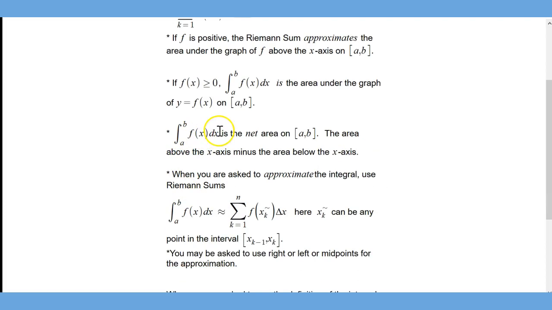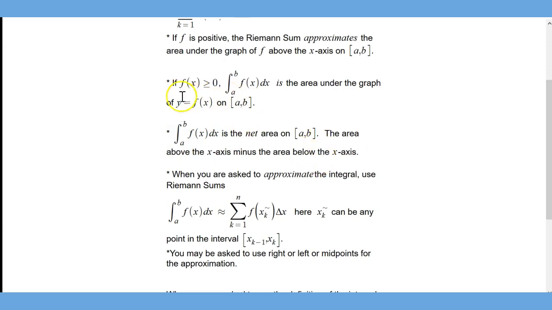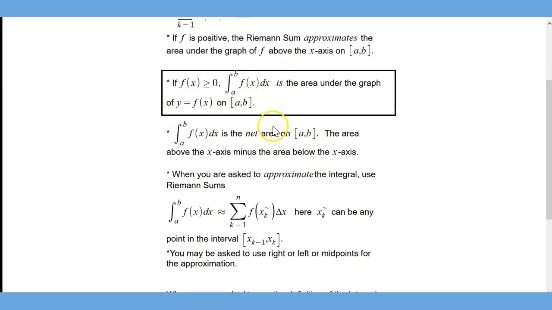If the function is not positive on an interval, this definite integral is the net area on a to b. But if it is positive, then it is the area under the graph.